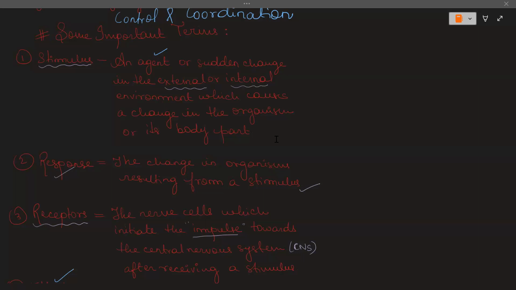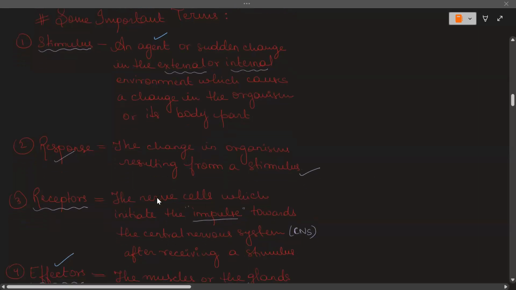And in response to that particular stimulus, a response is provided. Like if I pat your back, you will turn towards me. So that is the response that is provided. Now, the response is the change in the organism resulting from a stimulus. So, response is the result of a stimulus.